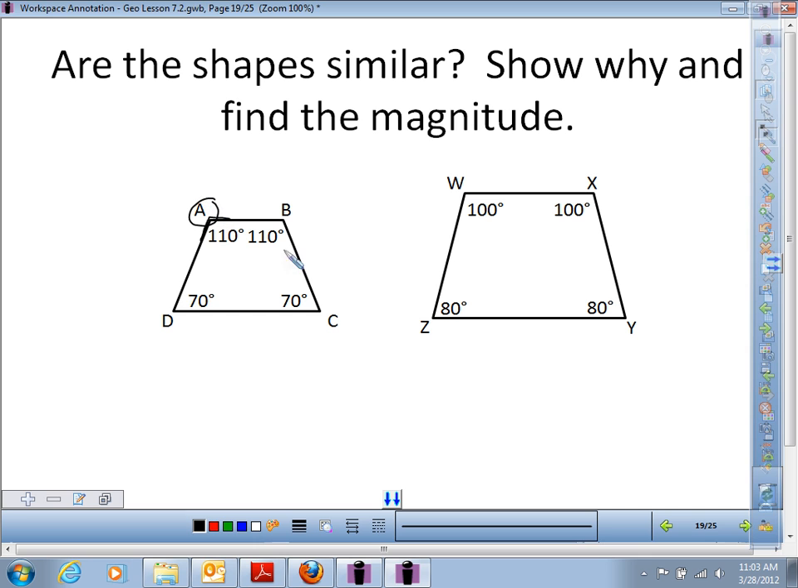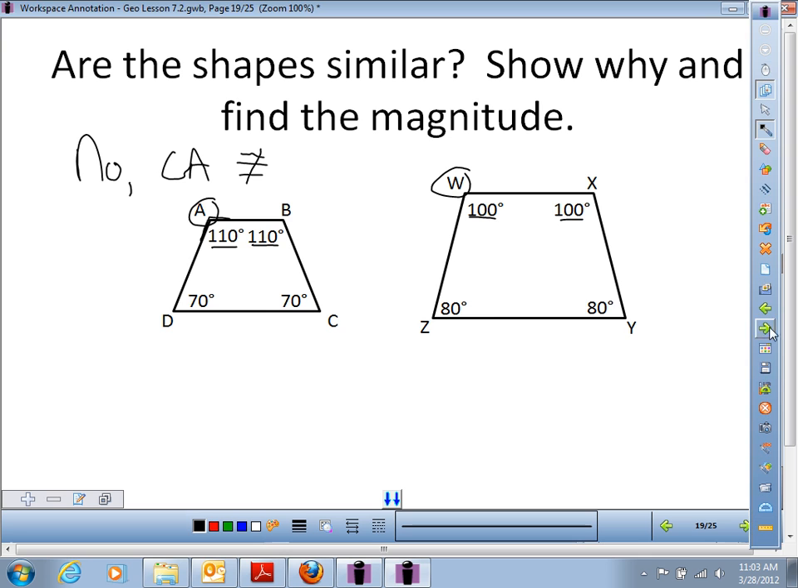This angle right here. Now the corresponding angle would probably be W. Are those angles congruent? No, they're not. Are these angles congruent? No, they're not. So could these shapes possibly be similar? No. Now, if I asked you to explain that, you would simply say, well, corresponding angles are not congruent. So that would be your explanation of it. Corresponding angles are not congruent.